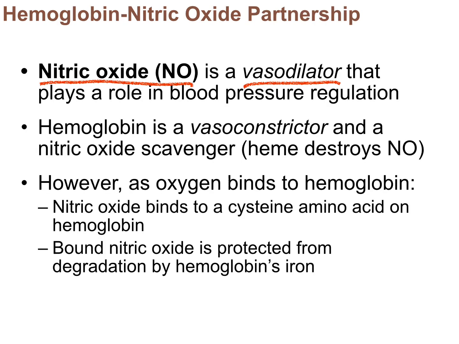Now, nitric oxide is a vasodilator, and hemoglobin is actually a nitric oxide scavenger, so it would destroy nitric oxide. So what nitric oxide winds up doing, because it's essential, as the hemoglobin binds oxygen and or carbon dioxide, depending on where we're at, the nitric oxide is going to attach to the cysteine amino acid on the hemoglobin, which is going to prevent it from getting scavenged. And then when we deliver the oxygen and or carbon dioxide from the hemoglobin, the nitric oxide detaches and then does what nitric oxide does, right? It's a vasodilator, so it causes vasodilation.